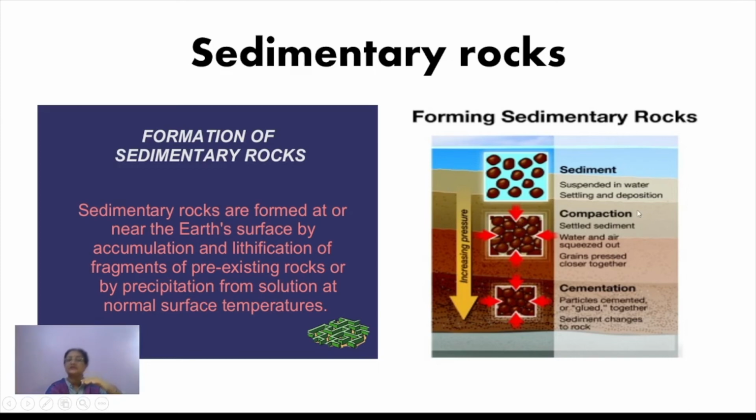These get settled, and water and air is squeezed out of it because of the compaction. This process is called compaction because of the pressure exerted from the upper lying layers. This type of rock is formed.